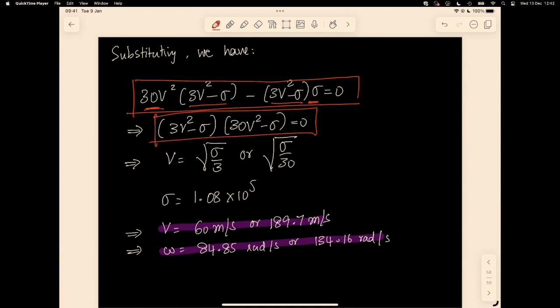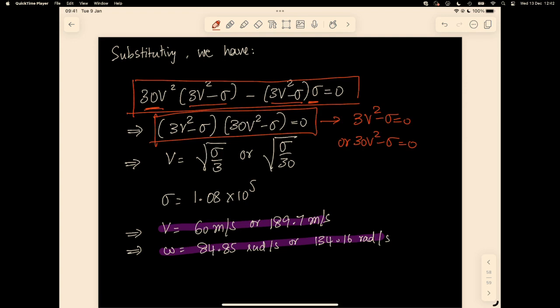I'll leave all the mathematical jugglery to you, so you can just expand that and group all the terms, and then you would get a very simple equation like that, which if we expand from here, if this has to be zero, then 3v square minus sigma has to be zero, or 30v square minus sigma has to be zero, right? If a into b is zero, either a is zero or b is zero, right? So that's what we have tried to use, the logic there.